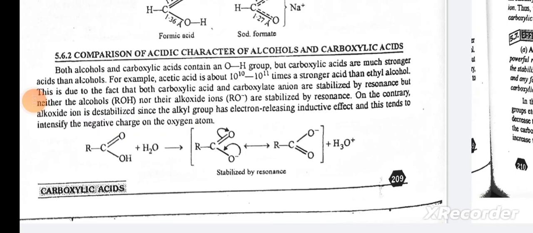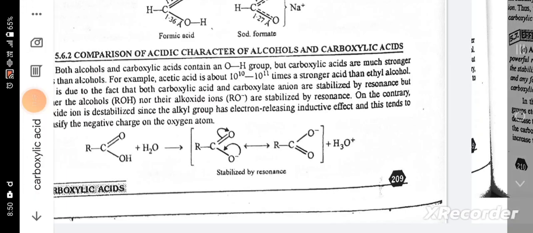Comparison of acidic character of alcohols and carboxylic acids. Both alcohols and carboxylic acids contain an OH group, but carboxylic acids are much stronger acids than alcohols. For example, acetic acid is about 10 raised to power 10 to 10 raised to power 11 times a stronger acid than ethyl alcohol.